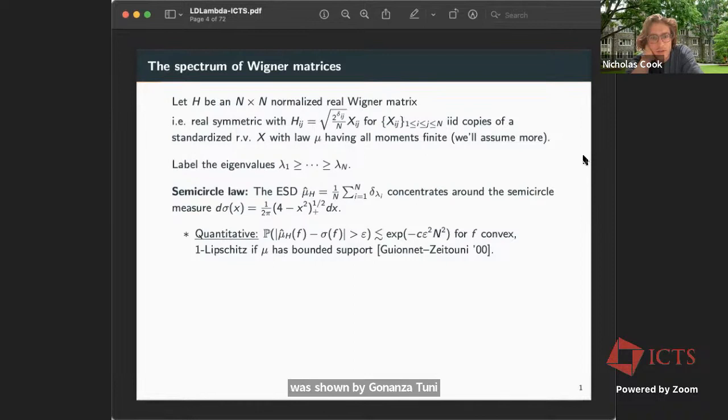You can drop the convexity assumption if they have a log-Sobolev inequality, or you can use this and approximate more general test functions by linear combinations of convex functions and apply truncation arguments and lose just a little bit in the speed, but you still get pretty good concentration for Lipschitz functions.